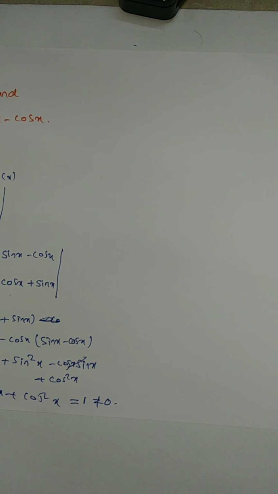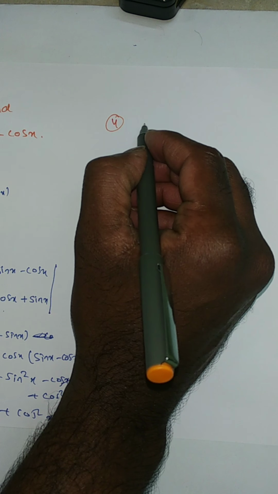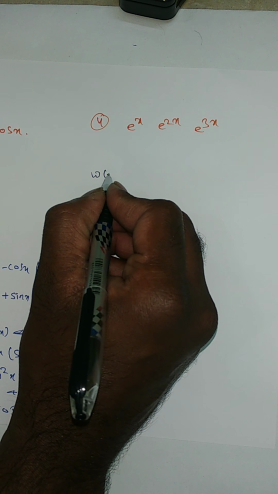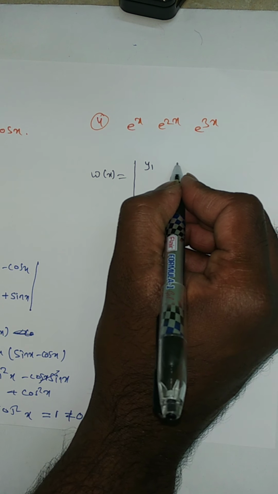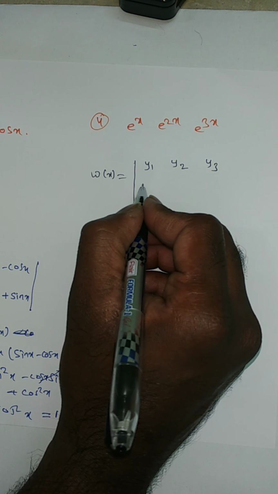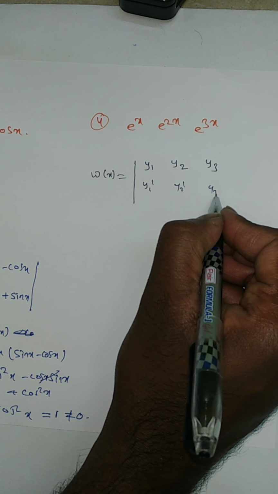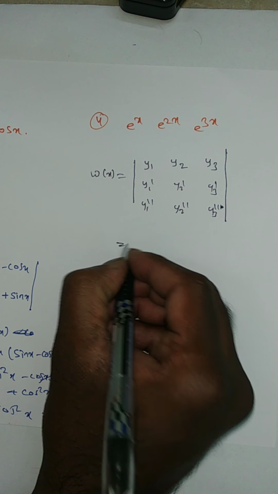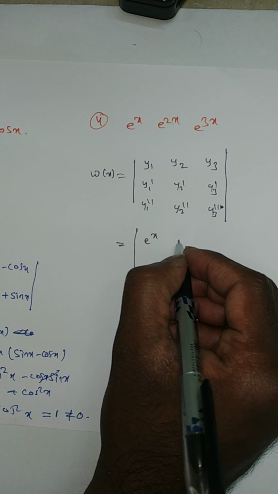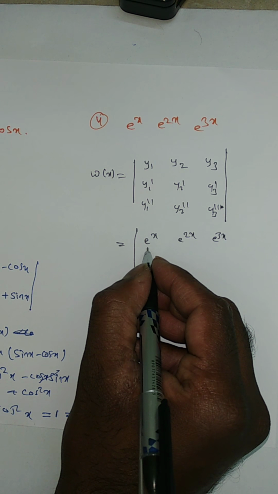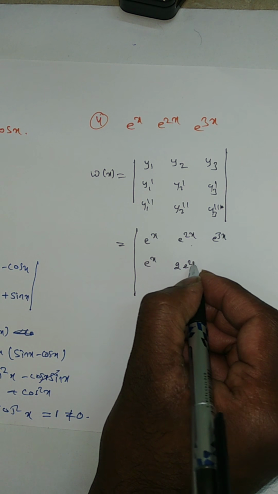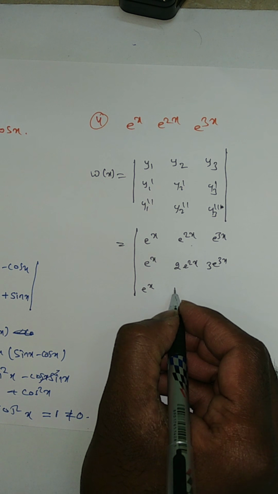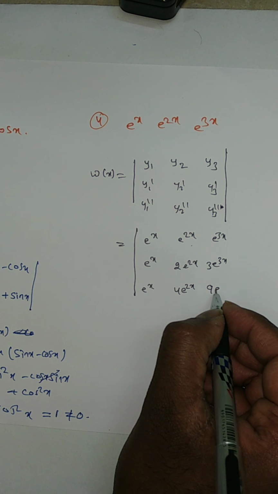Okay, next problem is verify the linear independence of e power x, e power 2x, e to the power of 3x. For this I am directly doing the Wronskian. How many functions are given? 3 functions, y1, y2, y3. So the rows are y1, y2, y3, then y1 prime, y2 prime, y3 prime, then y1 double prime, y2 double prime, y3 double prime. The given terms are e power x, e power 2x, e power 3x. The derivatives are e power x, 2e power 2x, 3e power 3x. Again differentiating: e power x, 4e power 2x, 9e power 3x.